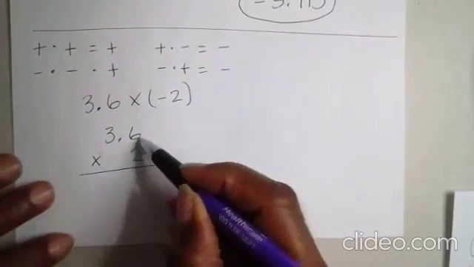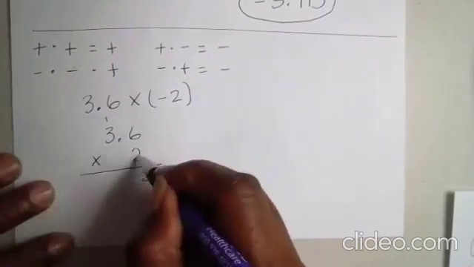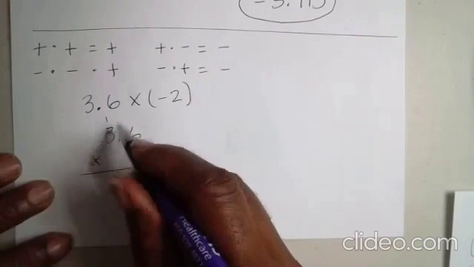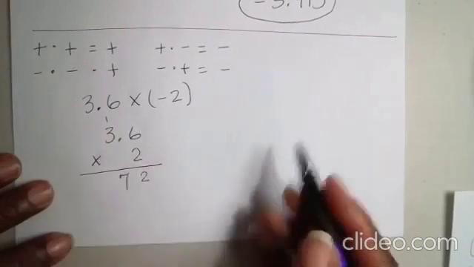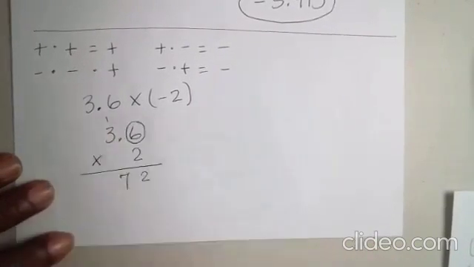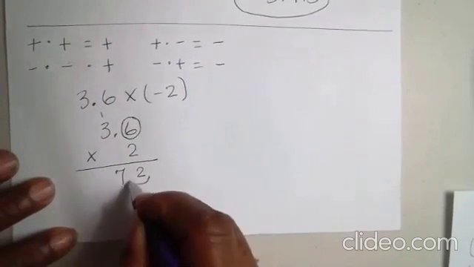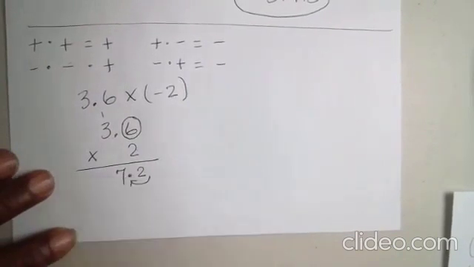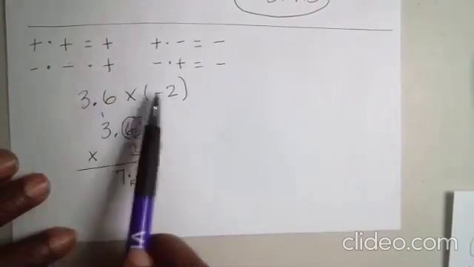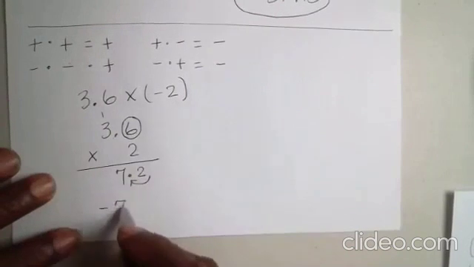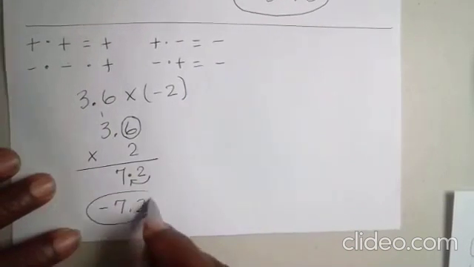Okay? 2 times 6 is 12, carry our 1. 3 times 2 is 6, plus 1 is 7. So, because there's one digit after the decimal in the two products, then there should be one digit after the decimal in the answer. Remember, we had a positive and a negative, so our answer is negative 7.2.